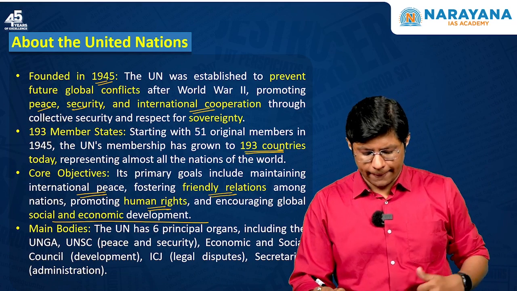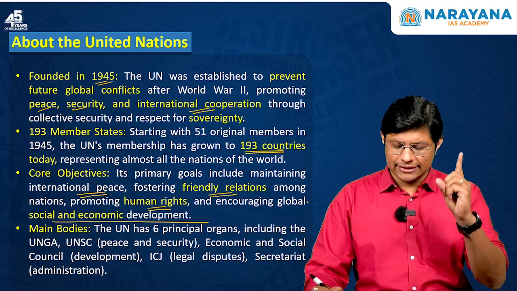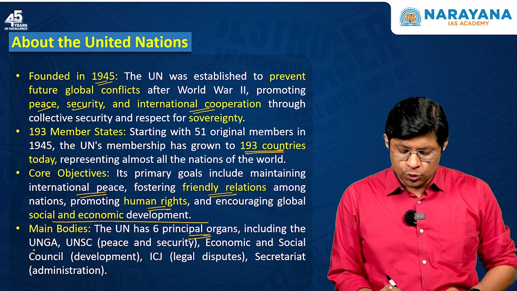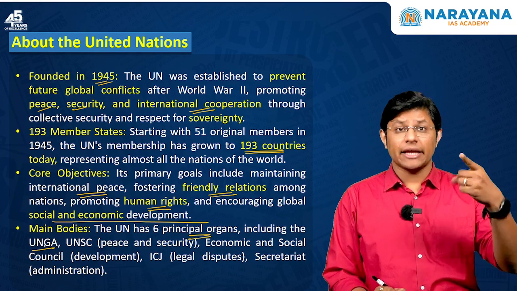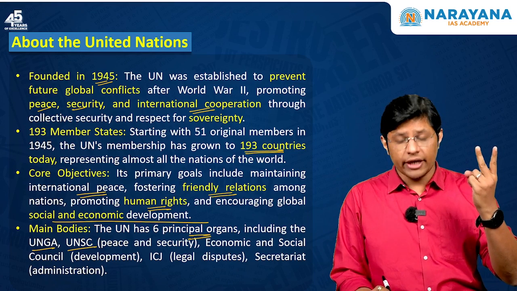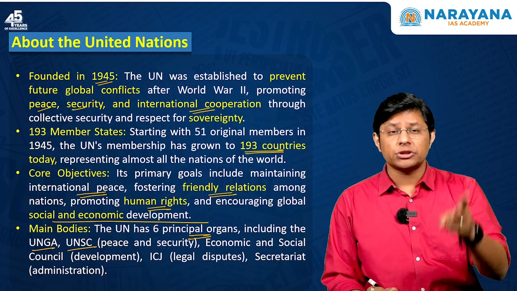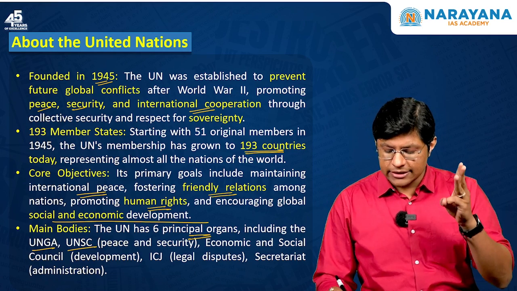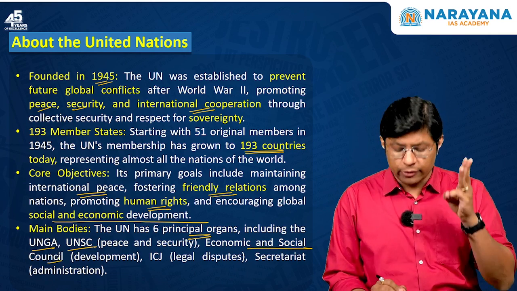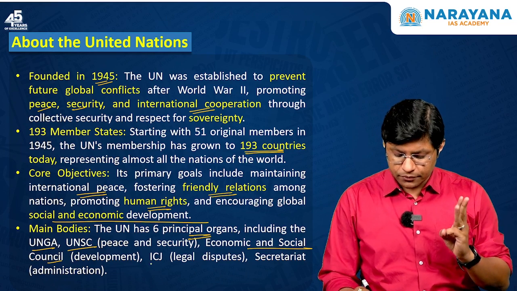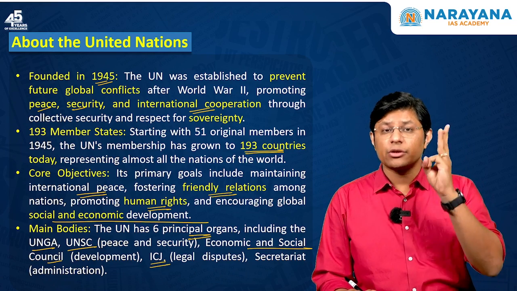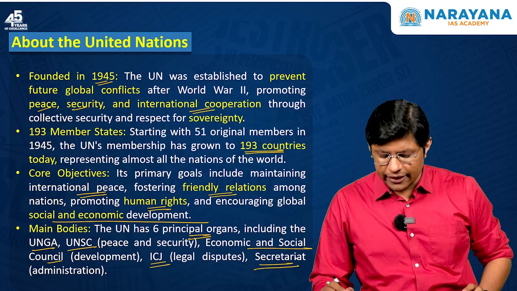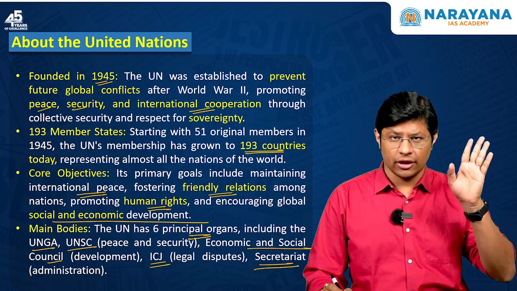Now, the United Nations has 6 principal organs. Very, very important to remember. 1, the United Nations General Assembly. It's like the parliament. 2nd, the United Nations Security Council. It is the most important and powerful body of the United Nations. 3rd is the Economic and Social Council. 4th is the International Court of Justice, and 5th is the Secretariat. The 6th one has been abolished now, the Trusteeship Council.